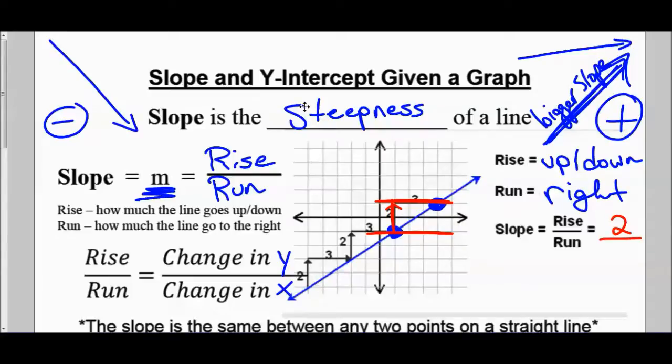The run is how much we go over. So we're starting out here, and we're going over to here. That's 1, 2, 3 spaces. The run is 3 here. So here our slope is 2/3. You might also see it as 0.6 repeated, but in general we're going to leave that as a fraction. Our rise over run is 2/3, so our slope is 2/3.